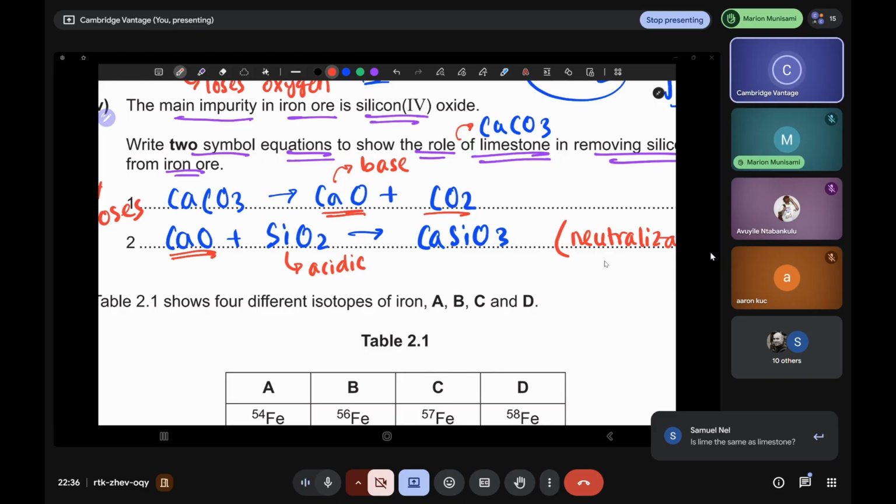Yes, lime and limestone are the same thing. So calcium oxide, but it's not the lime that you eat, by the way. That one is a fruit.